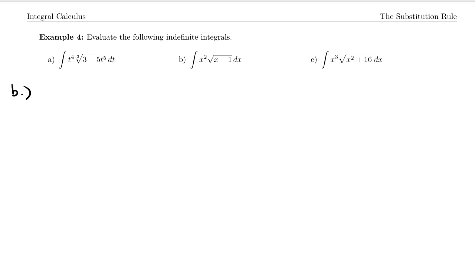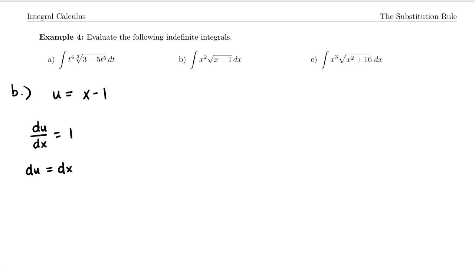Instead, what I want to do is set u to be the thing that's underneath the square root. So I'm going to set u equal to x minus 1. If I took the derivative of both sides, I would get du/dx is equal to the derivative of x, which is 1, and then the derivative of a constant is 0. And so we end up getting the relationship that du is equal to dx.